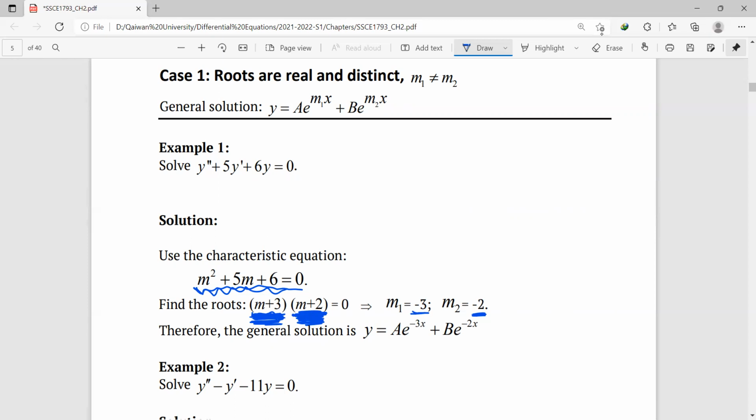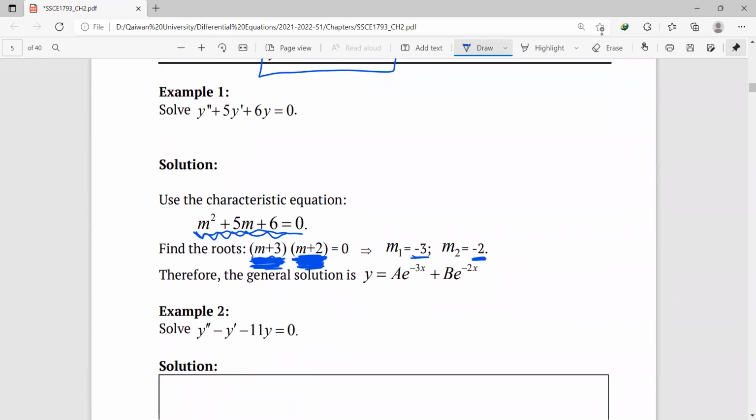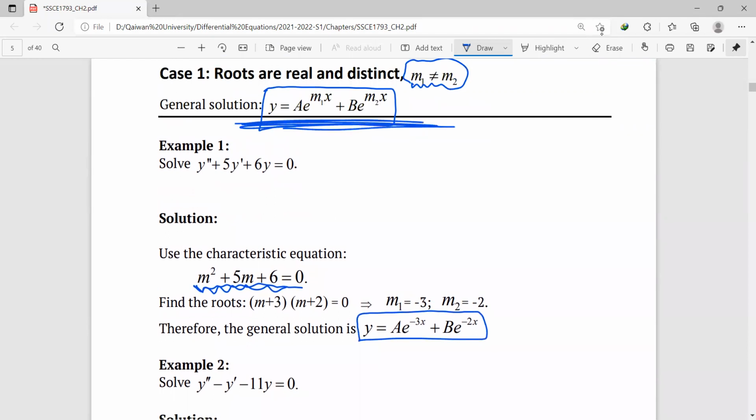That means it's the first case. For the first case, if m1 and m2 are not equal and they are real, we use this formula for writing down the solution. We just replace m1 and m2 by their values. Here, m1 is minus 3 and m2 is minus 2, so this is the solution. But you should know this formula. Try to memorize it for each case. This is for case 1.